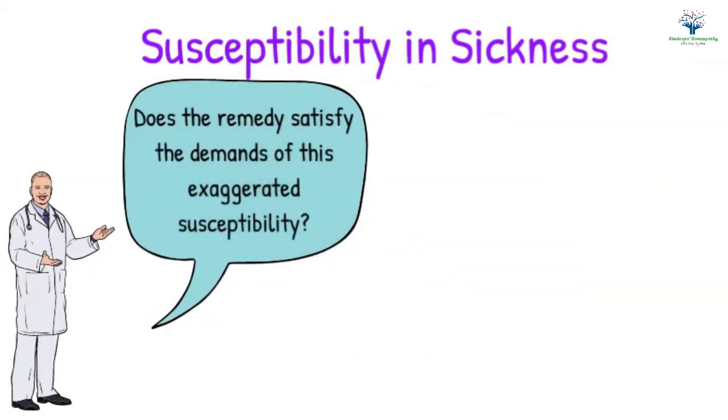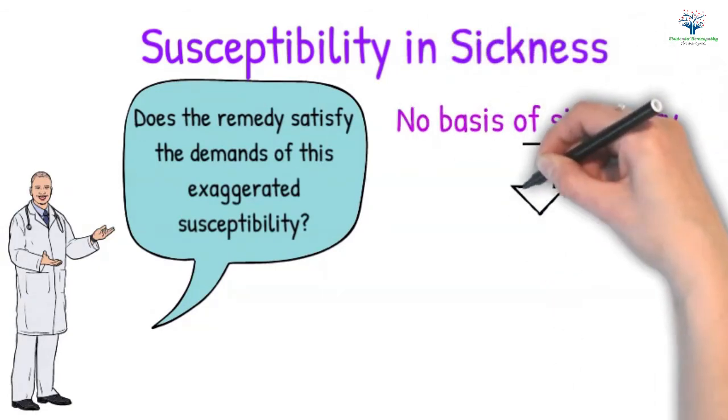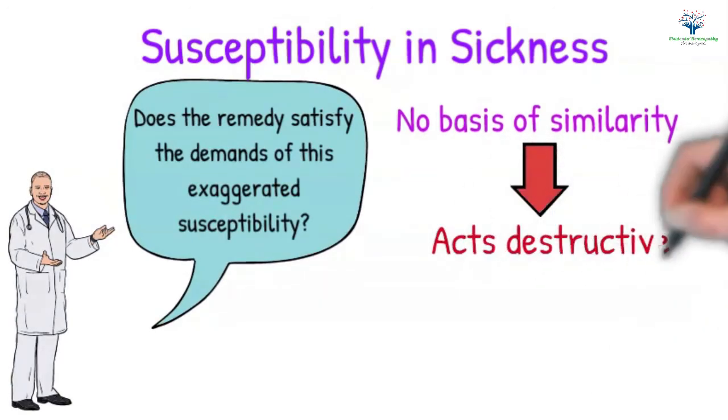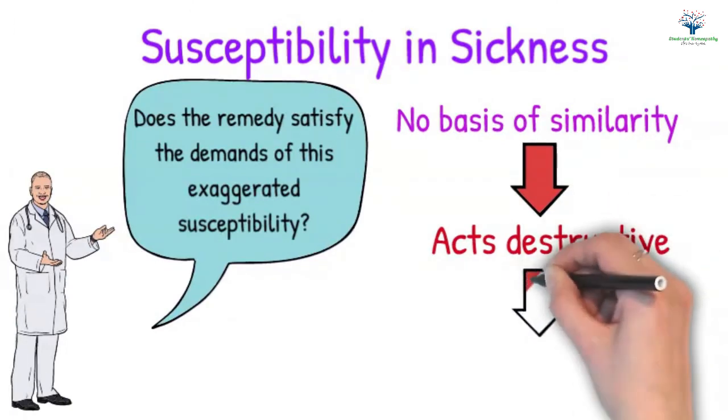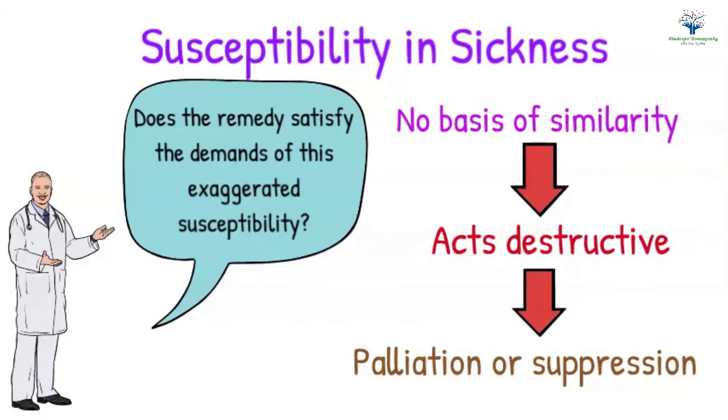Medicines or preparations introduced into the organism either by mouth or by injection into the bloodstream that have no basis of similarity to the susceptibility of the patient act as destructive to the restoration of normal susceptibility. Or the procedure on any other basis than symptom similarity results in palliation or suppression and destruction of susceptibility. So, coming to the destruction of susceptibility.